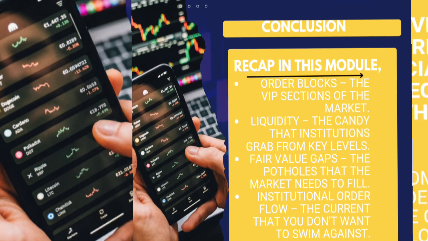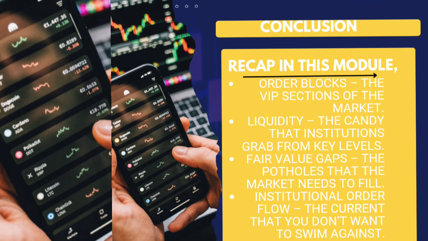To recap, in this module, we've covered the 4 key concepts of SMC trading: order blocks, the VIP sections of the market; liquidity, the candy that institutions grab from key levels; fair value gaps, the potholes that the market needs to fill; institutional order flow, the current that you don't want to swim against. These concepts are your ticket to trading like the big players. So next time you're analyzing a chart, remember to look for these signs. It's like having a treasure map in the world of trading.